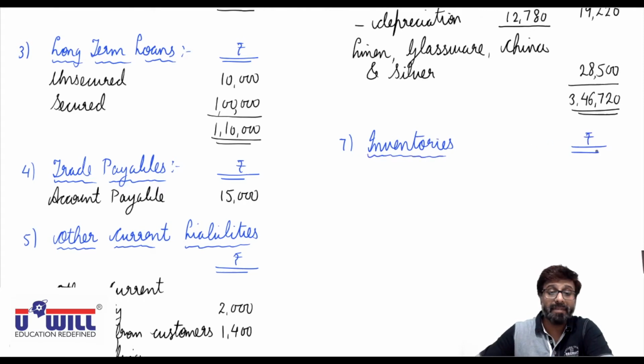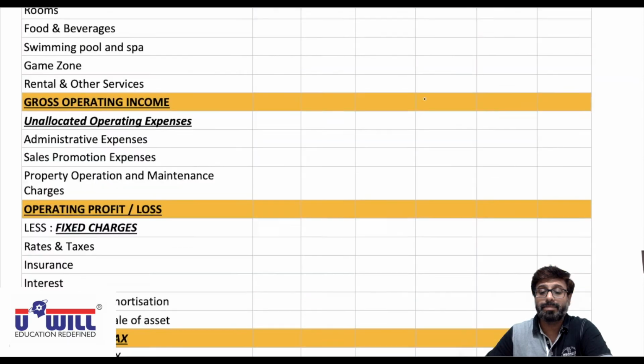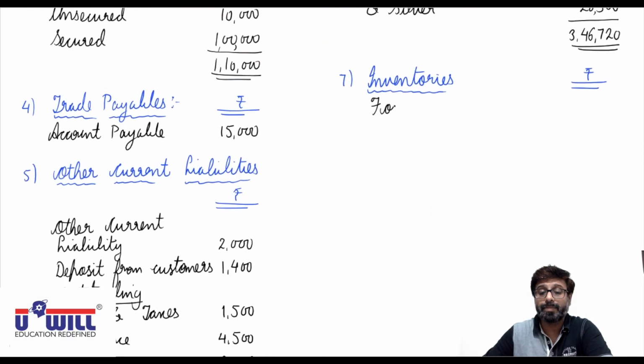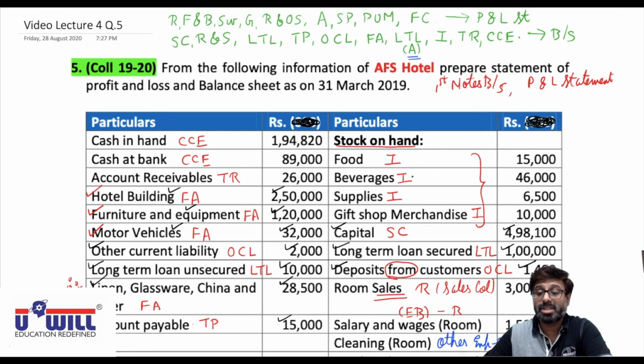Now what all do we have in inventories? Stock on hand of food 15,000. Inventory of food is 15,000. Then after food, what do we have? Beverages 46,000. Beverages inventory is 46,000.